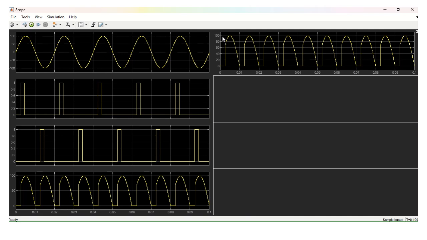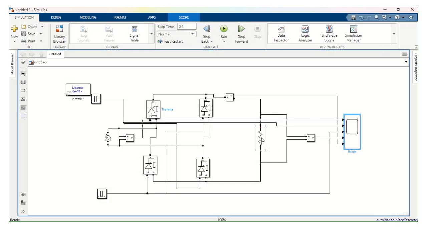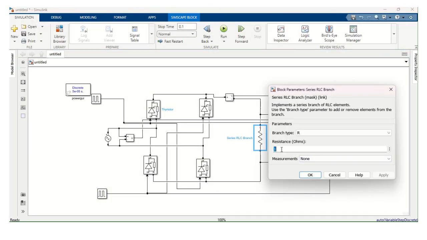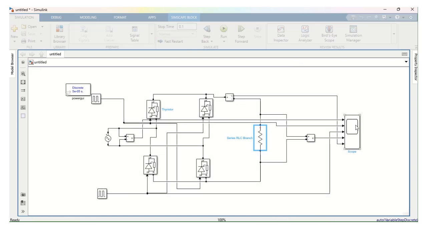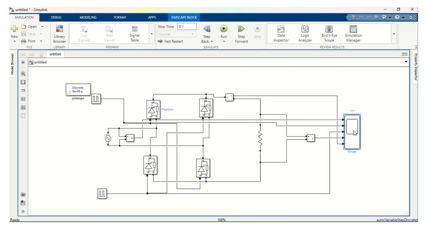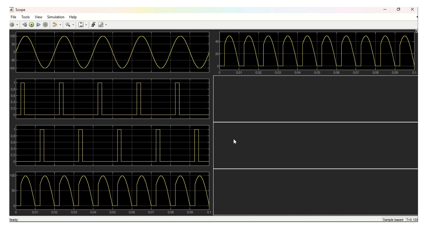So now we are going to change the value of resistance and note down the changes. The value of resistance should be changed to 2. Apply. OK. Let's run the simulation. Double click. And here you can see the change in the magnitude. This is output voltage. The magnitude of output voltage is 100, whereas the magnitude of output current is just 50.